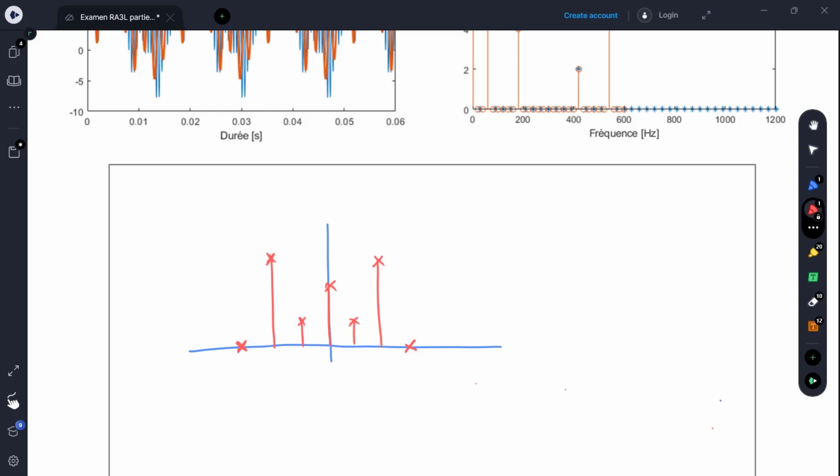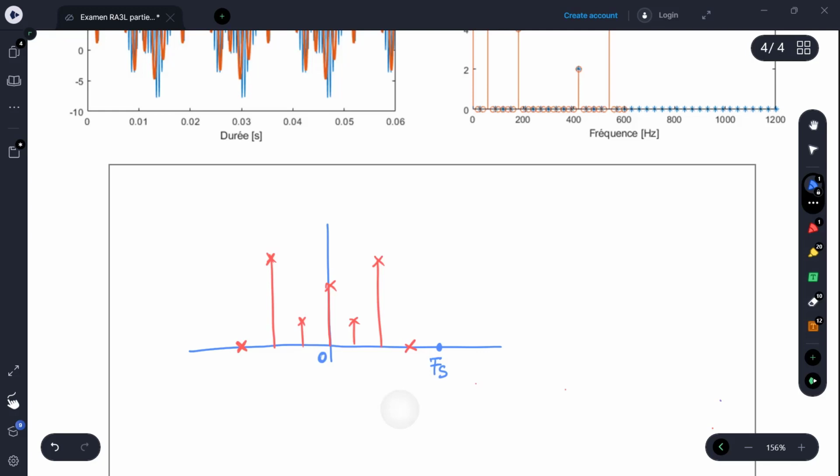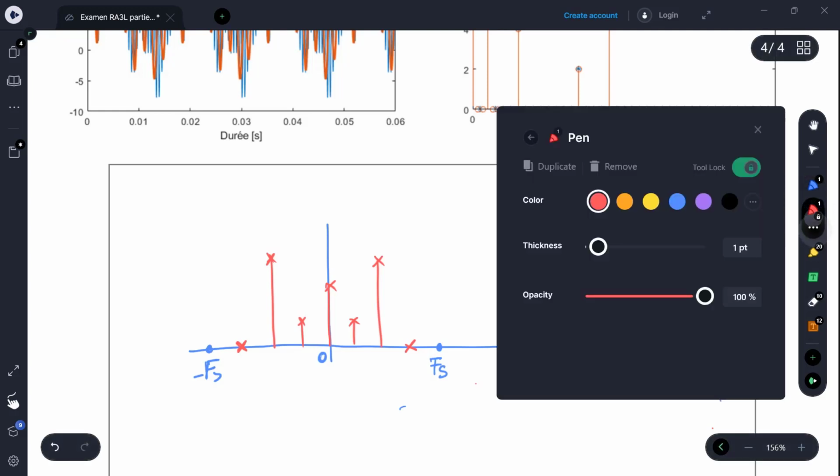Imaginons que ce signal-là, on l'ait échantillonné avec une certaine fréquence d'échantillonnage, Fs, qui correspond à ceci. Donc on va avoir Fs qui va être là, et on va avoir moins Fs qui va être ici. Qu'est-ce que ça va impliquer? Puisque le signal temporel était un signal qui avait été échantillonné, vous savez qu'on va avoir affaire à un phénomène de répliques spectrales qui vont être présentes.